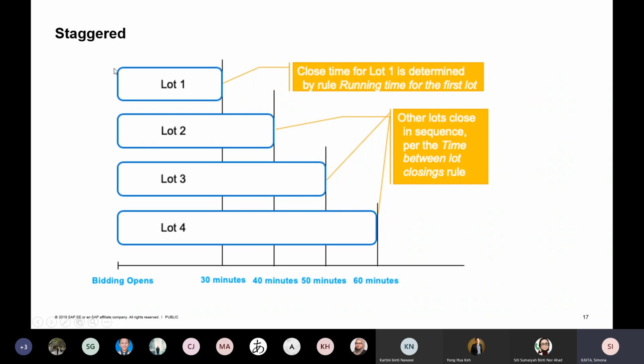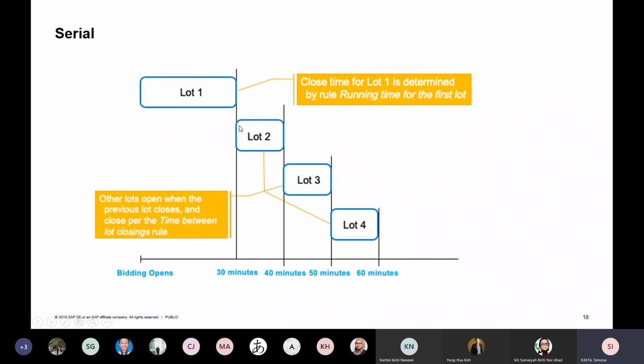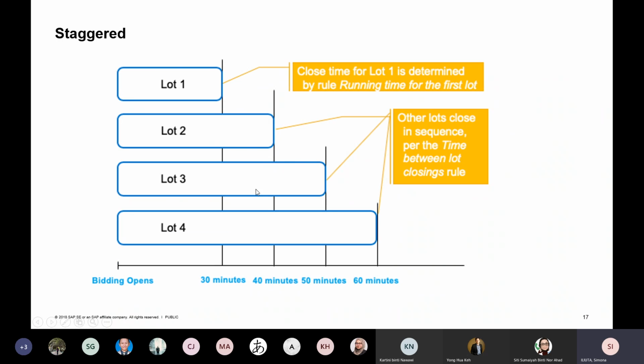So I can open them all at the same time. I fight for 30 minutes on the first one. I may place bids on the other ones, but I have 10 minutes to concentrate on this one. Then I have another 10 minutes to concentrate here once line item 2 is in review. The extension rules apply obviously to each and every line item.